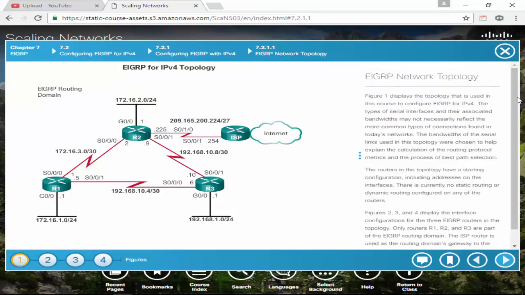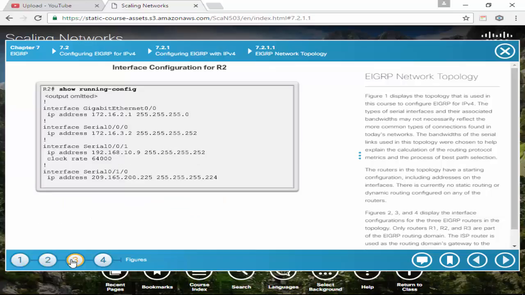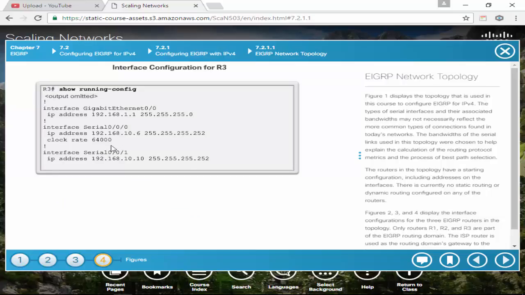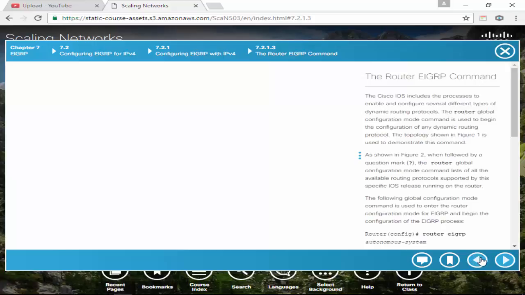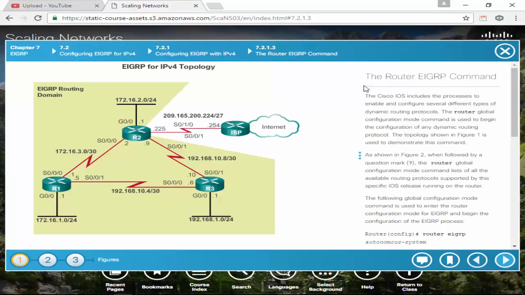Alright, EIGRP network topology. In this topology, just like with OSPF, we're going to have to use the bandwidth command on the serials. They didn't here, but I would use the bandwidth command so it calculates a little better, though I guess they're just showing us that. Now how do we program it?